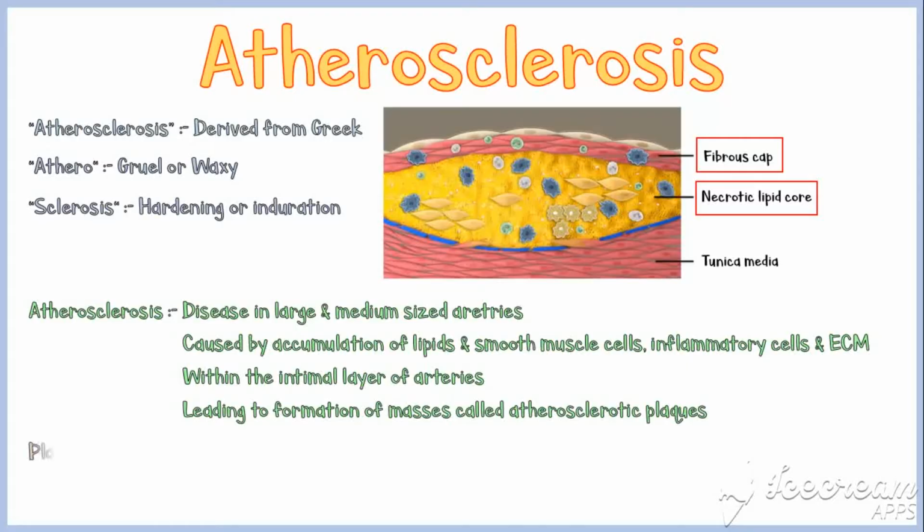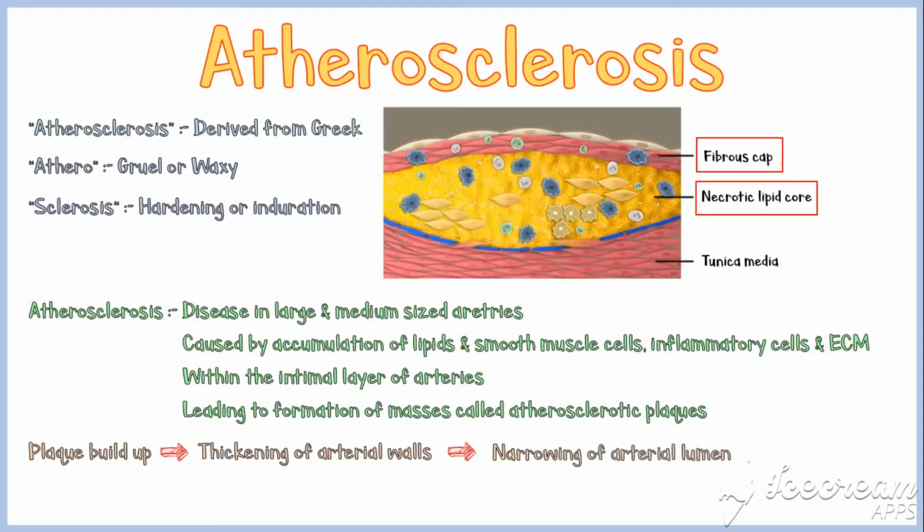Plaque buildup causes thickening of arterial walls, leading to narrowing of its lumen, which may cause ischemia to the organ or tissue supplied by that particular artery. It is important to note that plaque buildup does not occur within a day or two. It is a slow process that takes years to develop a plaque that can narrow the lumen of an artery.